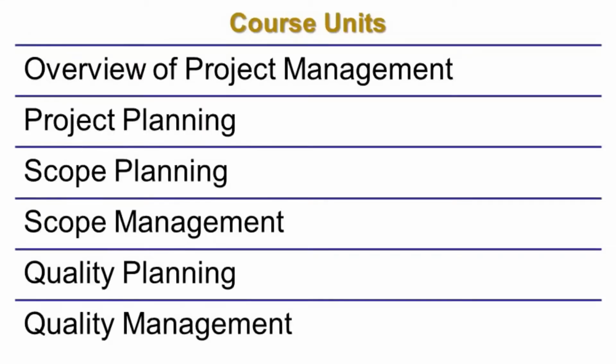This course, we have 6 units. The first unit is an overview of project management. Then we will go to project planning, then scope planning, then scope management, then quality planning, and lastly, quality management.